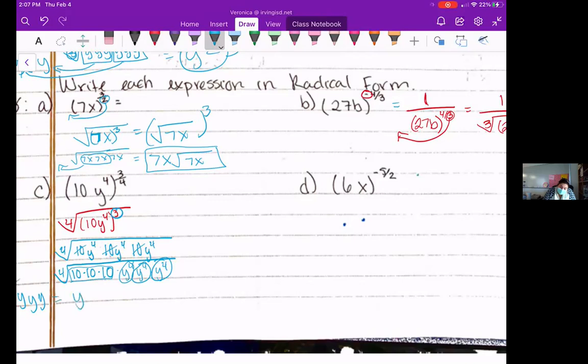So that's going to be y to the power of 3, the 4th root of whatever 10 to the power of 3 is. I don't feel like figuring that out. So simplified, that would be your answer. Well, 10 times 10 is 100. 100 times 10 is 1,000. So 1,000 would be on the inside.